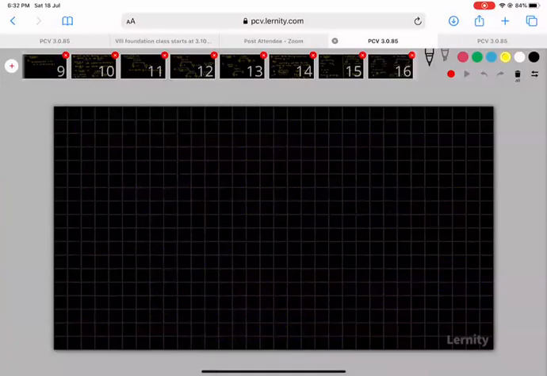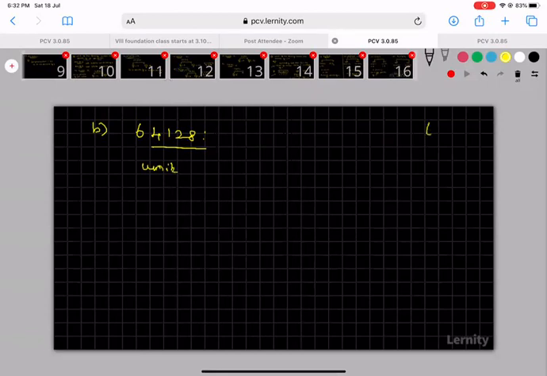So I will explain here. Suppose I am taking problem B, 64128. Those who can't understand this, please see the slide. To find divisible by 6 I check 2 and 3, and divisible by 12 means I check 3 and 4. This is the concept. The rule for 2 is to check the unit digit. The unit digit is 8, surely divisible by 2, so 2 is satisfying.